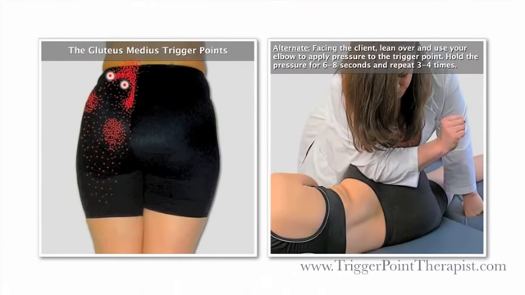As an alternative, you can use an elbow to release this trigger point. Walk around to the other side of the table and face your client. Lean over and use your elbow to apply pressure to the trigger point. Hold the pressure for 6 to 8 seconds using client feedback, and then repeat 3 to 4 times.